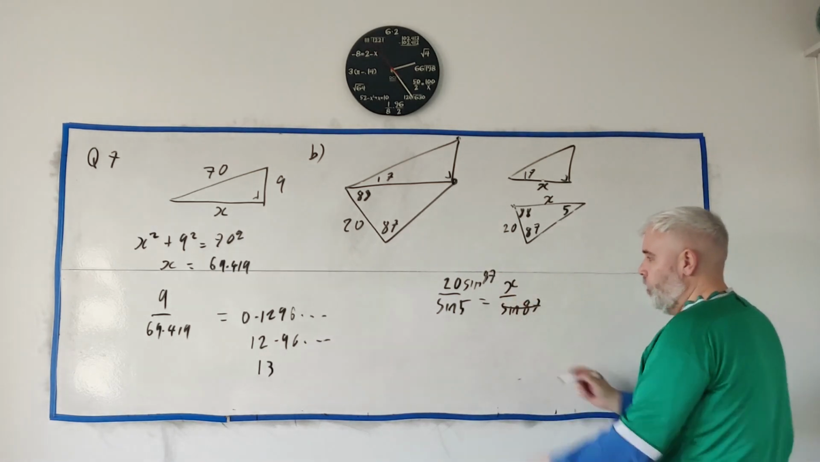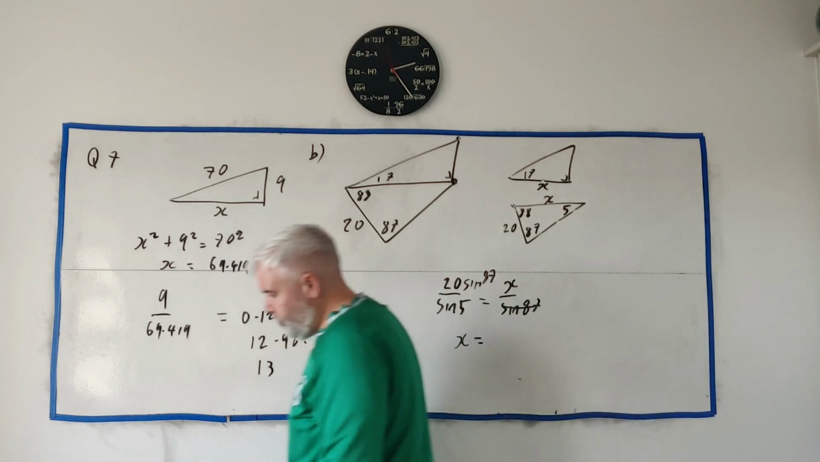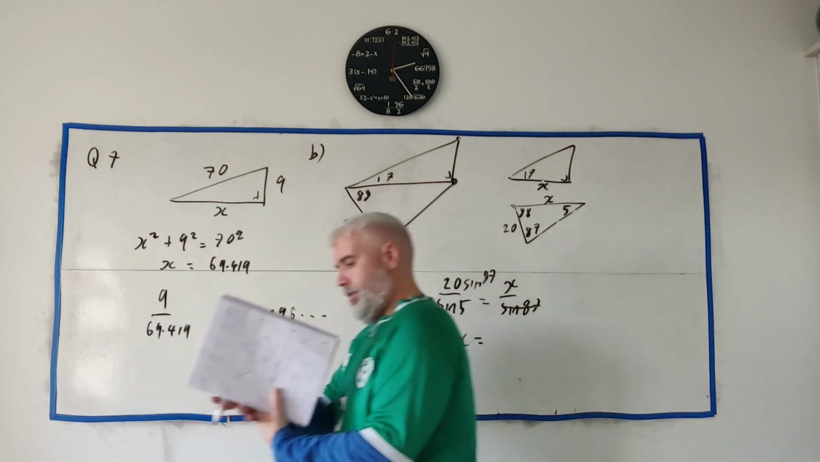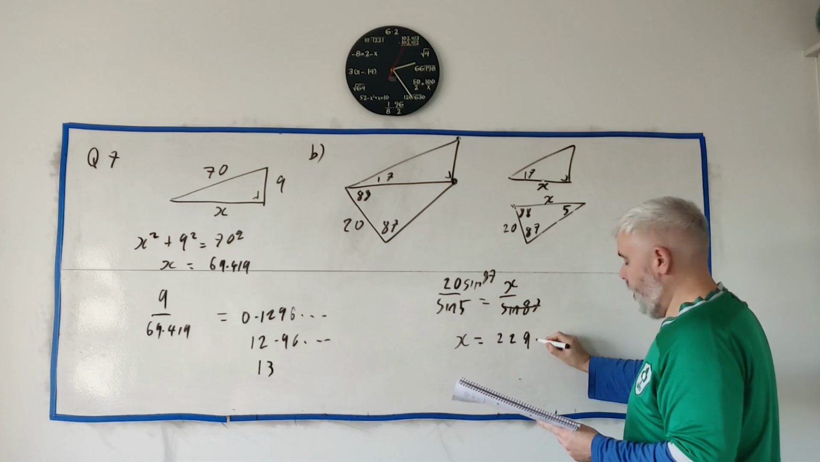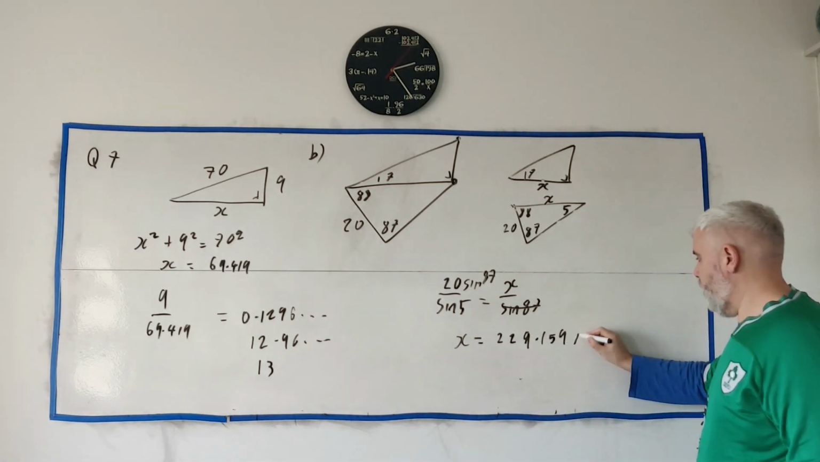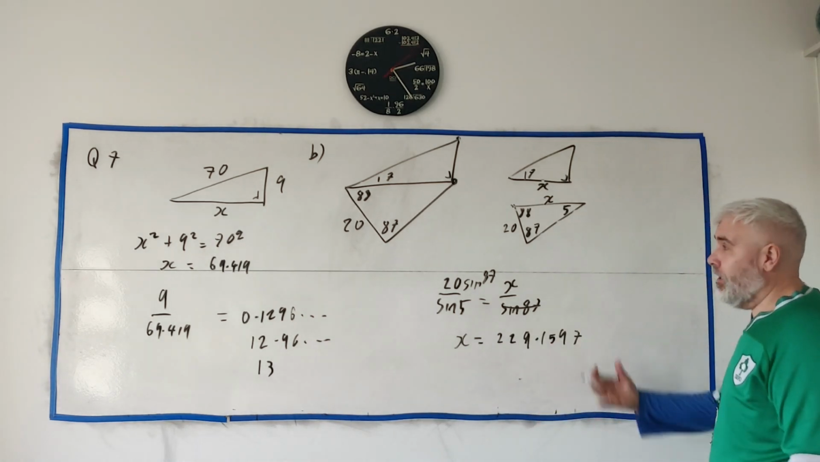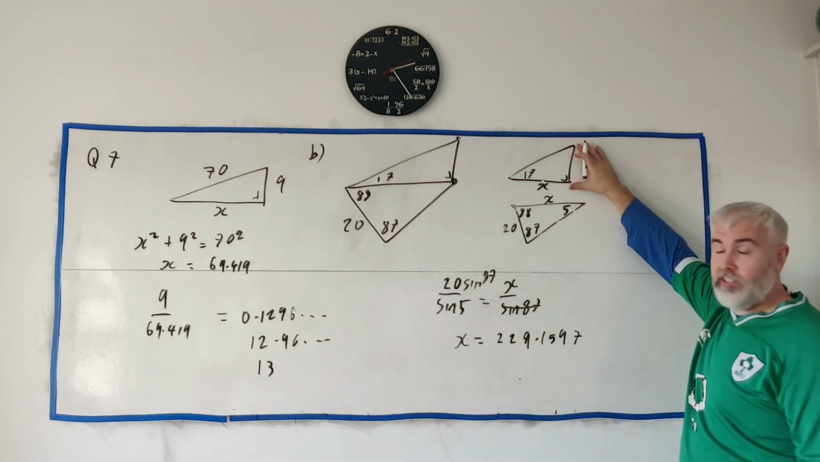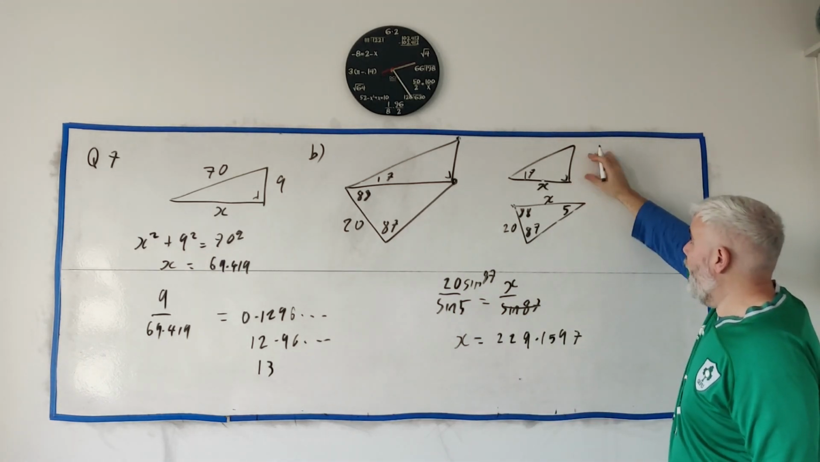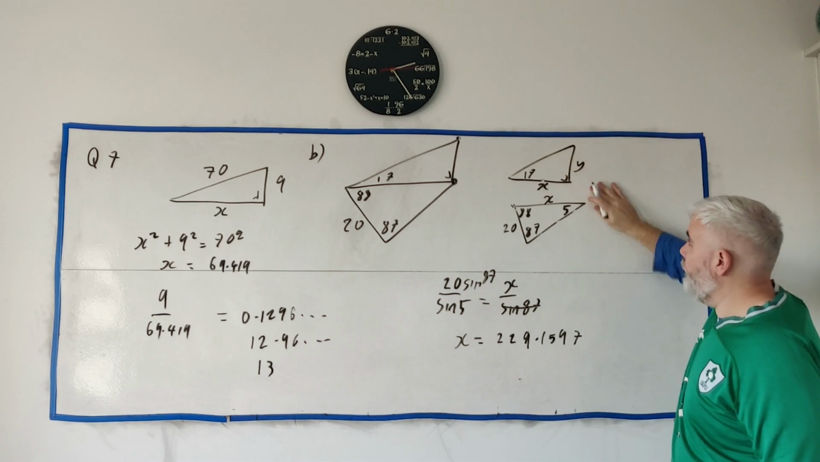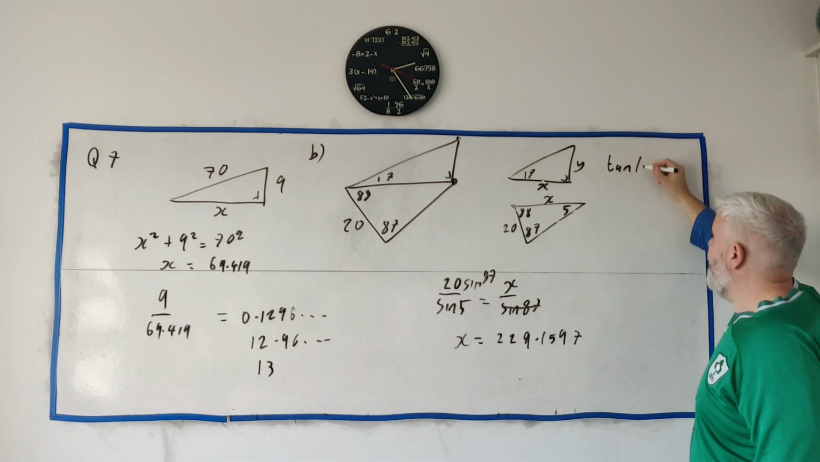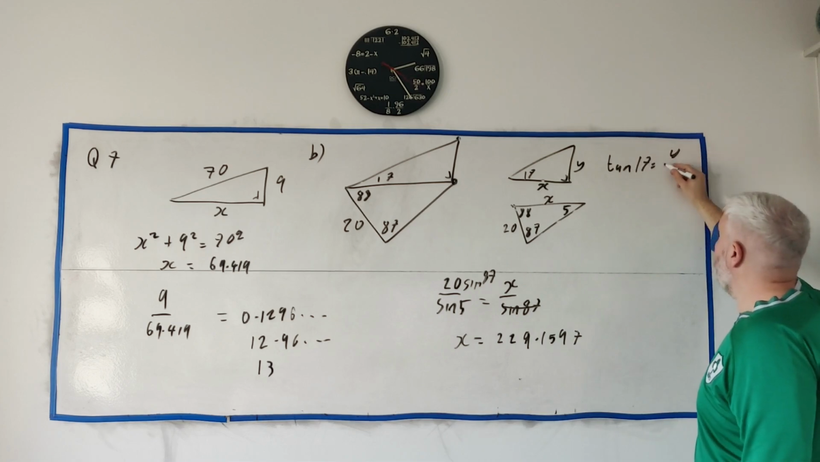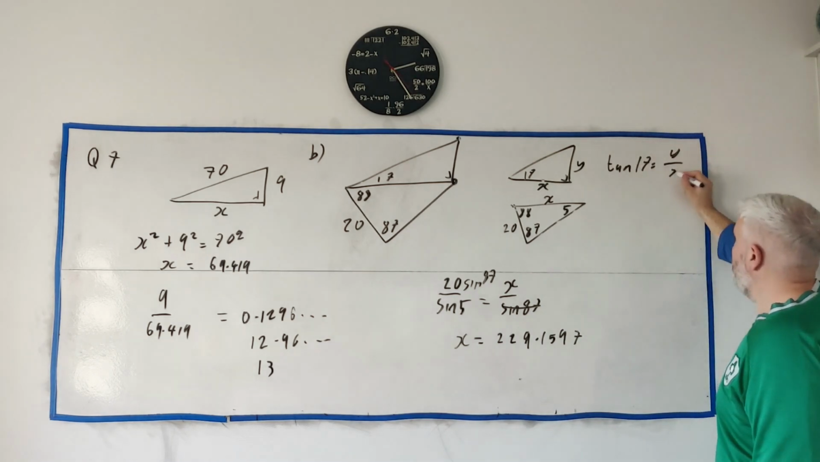Putting it all in the calculator, we'll get x is equal to 229.1597. Put that in your calculator somewhere and solve this question. We now have x. What's y over here? It's a tangent. Tan of 17 must equal y over this x.